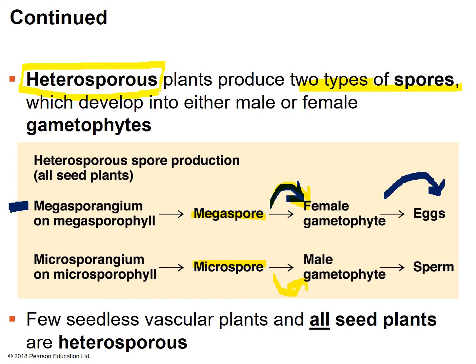And microsporangium, inside this microsporangium carried on microsporophyll, we have microspore mother cells or microsporocytes. These microsporocytes undergo meiosis, giving microspores. Microspores give the male gametophyte. The male gametophyte gives the male gamete, which is the sperm. Therefore, heterospory is the rule among seed plants, and we have also a few seedless vascular plants that are heterosporous.